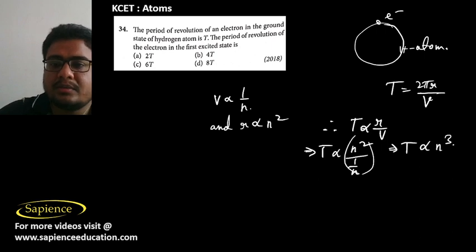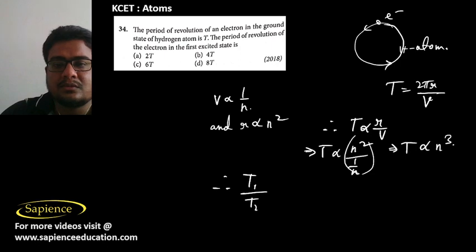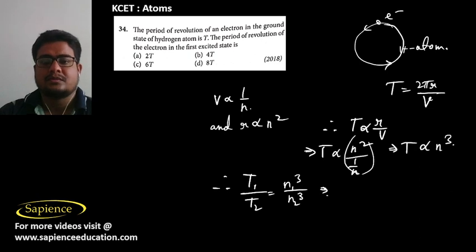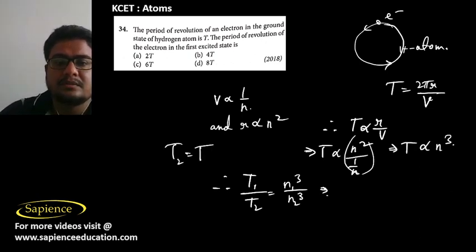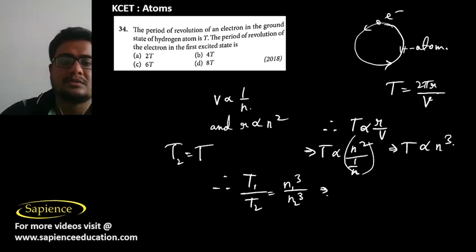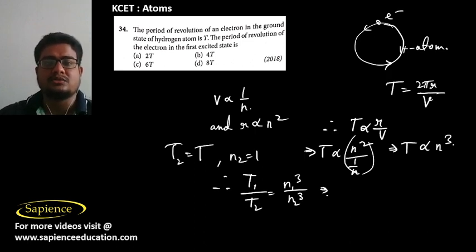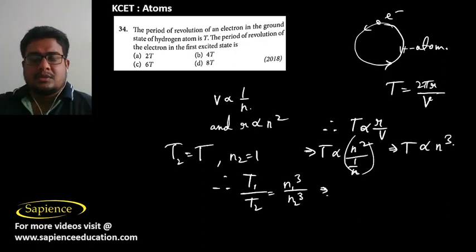Where n is the orbit number in which the electron is revolving. So therefore T1 by T2 is equal to n1 cube by n2 cube. Let's suppose T2 is T, when n2 is the shell number and orbit number, that is 1. Here n2 is 1, since it is told the period of revolution in the ground state, which means in the first energy level. So n2 is equal to 1.